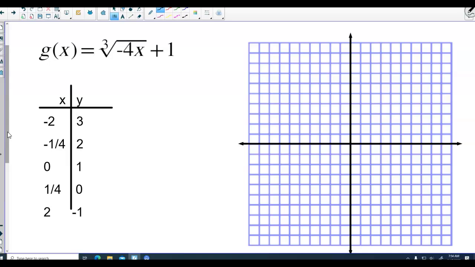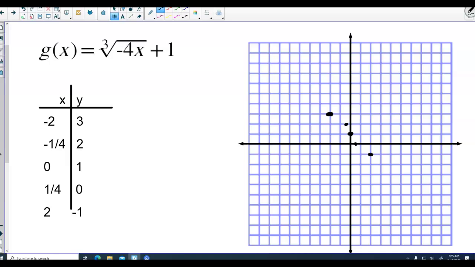And I'm going to plot these points. Negative 2, 3. Negative 1/4, 2. You do the best you can. 0, 1. 1/4, 0. And then 2, negative 1. Now, we should have an idea of what a cube root graph looks like.